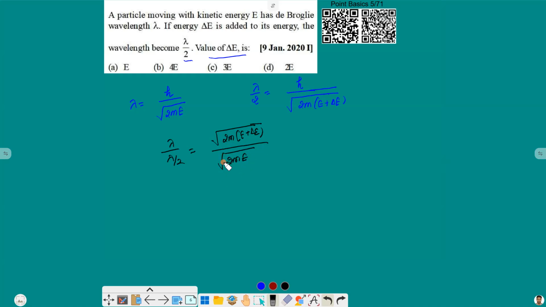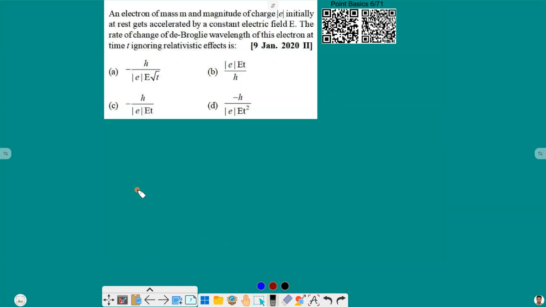Under root 2m will also get cancelled, and squaring both sides we will get 4 is equal to (E plus delta E) divided by E, and from this we can easily find out that delta E is equal to 3 times E. That is option C for us. Moving to the next one.